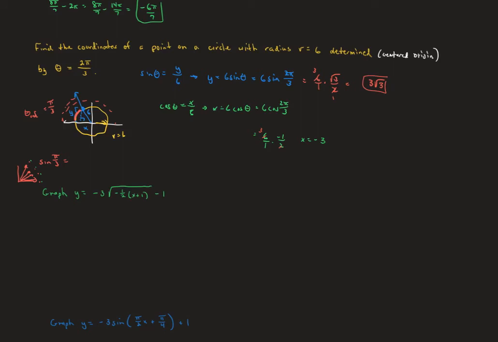And so the coordinates of that point where our angle intersects that circle of radius 6 is going to have an x-coordinate of 3, negative 3 rather, and a y-coordinate of 3 square root of 3.